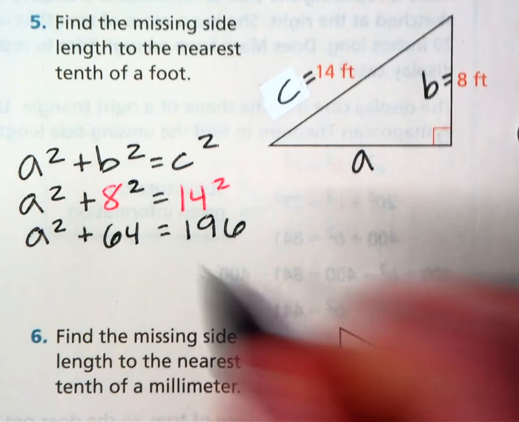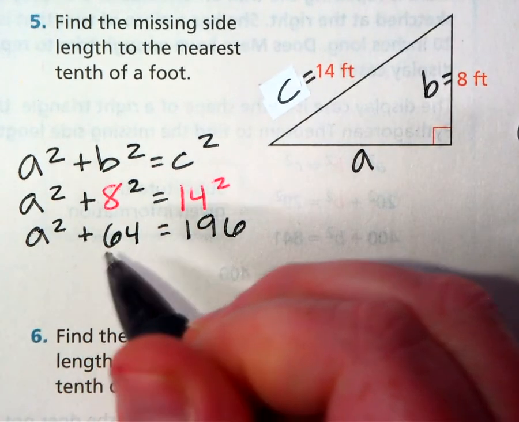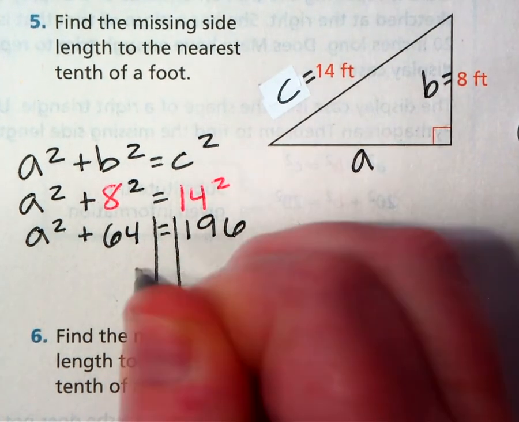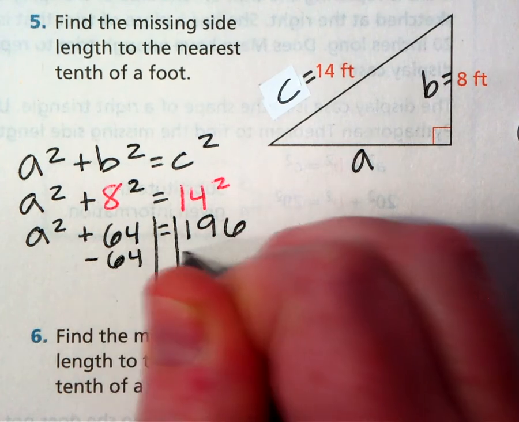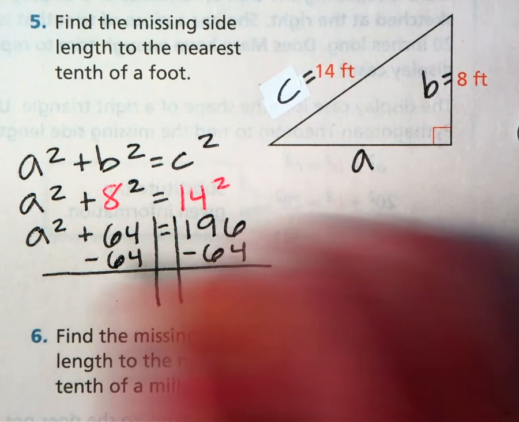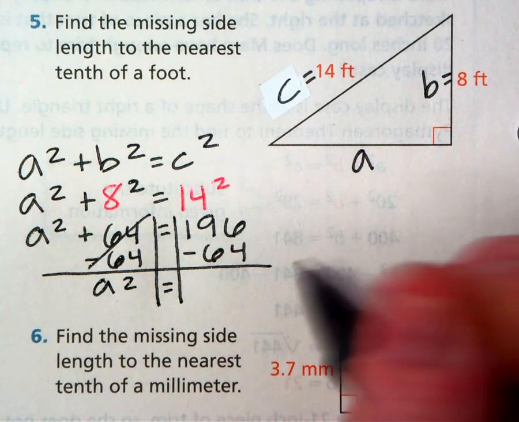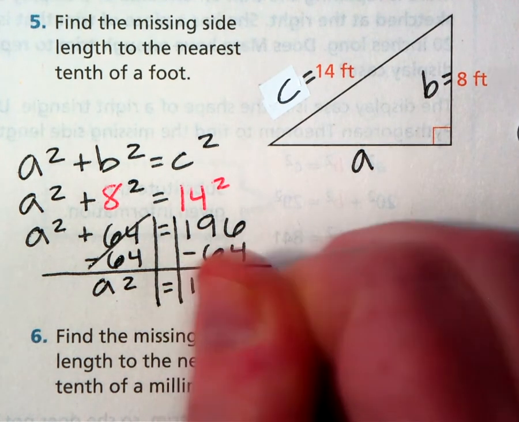Now I need to get A by itself. I notice that there's this plus 64, so I need to do train tracks, and I need to subtract 64 from both sides, which leaves me with A squared on the left, and 196 minus 64 is 132.